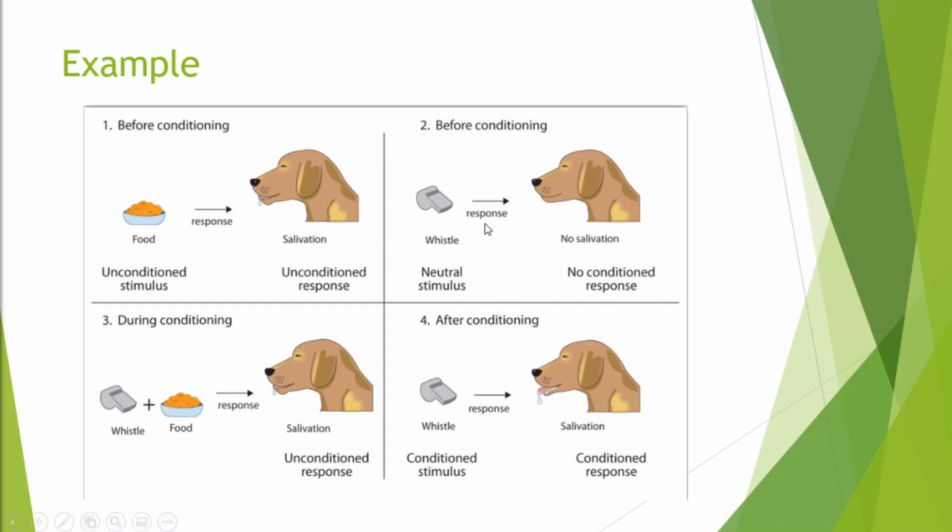So then before conditioning, Pavlov used a neutral stimulus, which was a whistle. And when he first blew the whistle, there would be no saliva because it was not a conditioned response. A dog isn't naturally going to salivate when they hear a whistle noise.